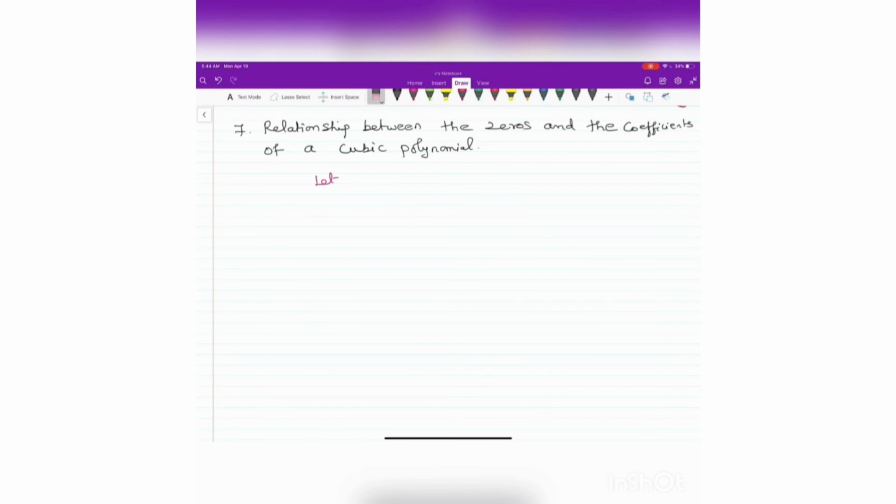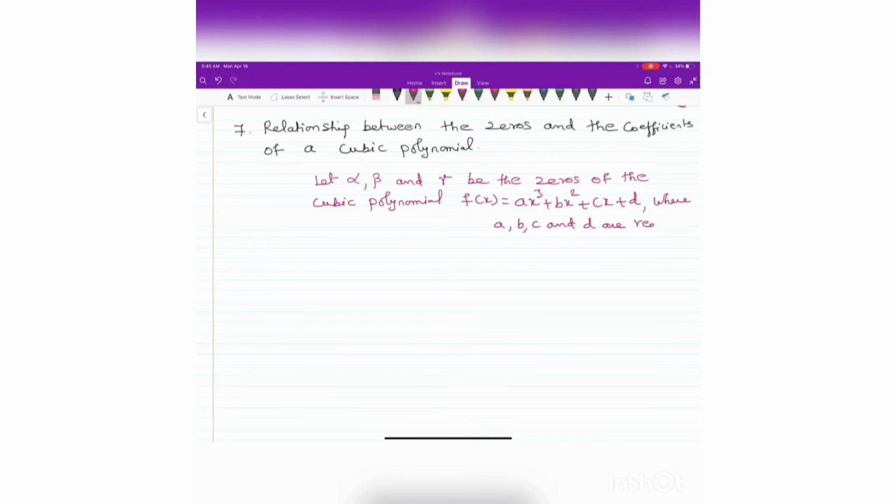Result: let alpha, beta and gamma be the zeros of the cubic polynomial f of x is equal to ax cube plus bx square plus cx plus d, where a, b, c and d are real numbers and a should not be equal to 0.